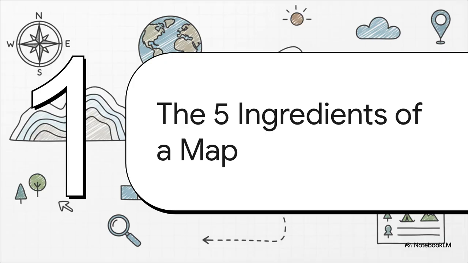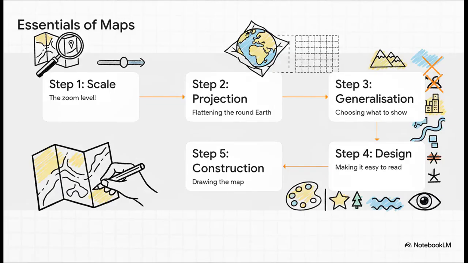Think of making a map like cooking a perfect biryani. You need the right ingredients in the right amounts. So here are the 5 secret ingredients, your little cheat code for understanding how any map is made. Let's break it down really quick. Step 1, scale. Just think of this as the zoom level on your phone.